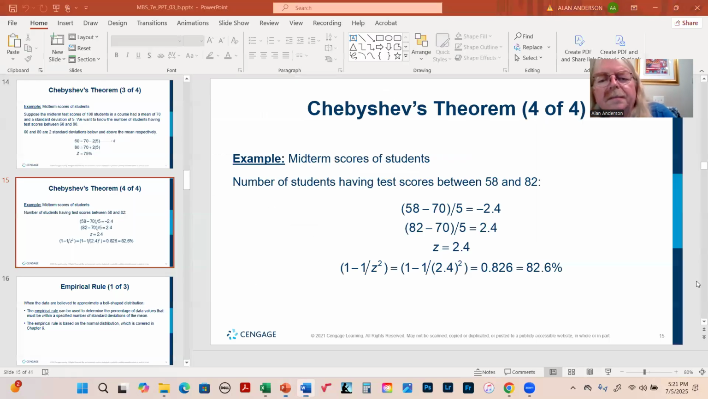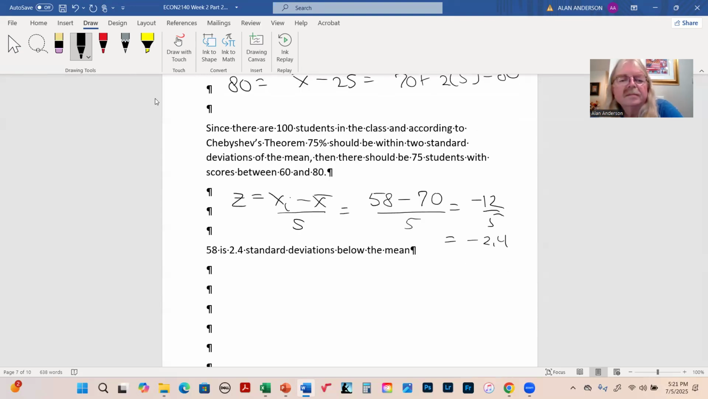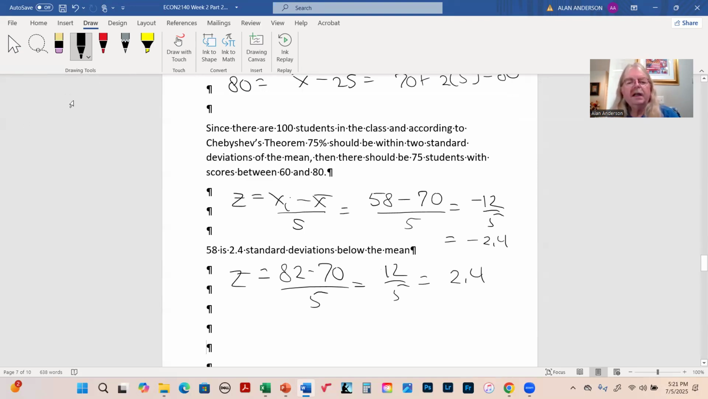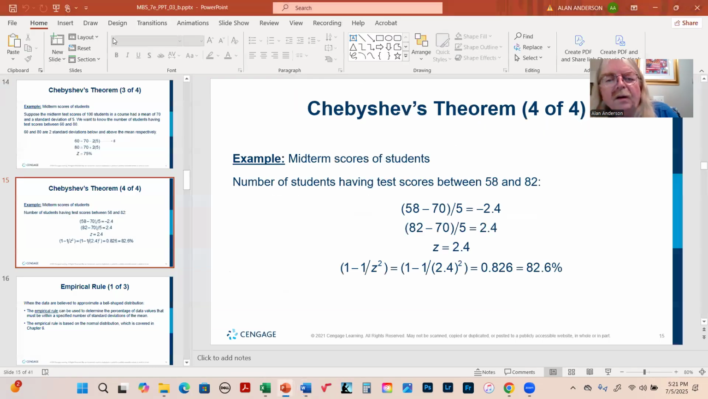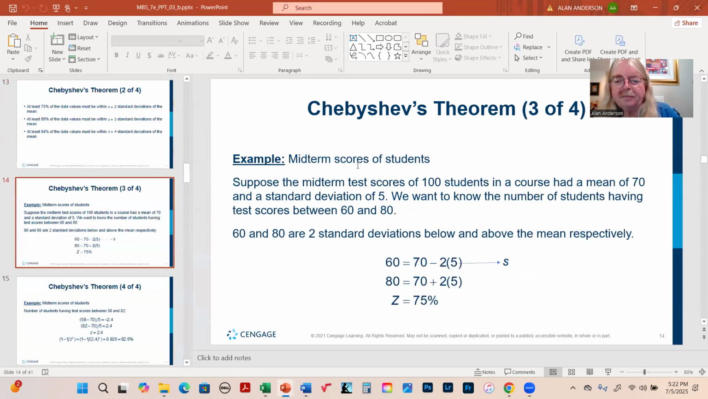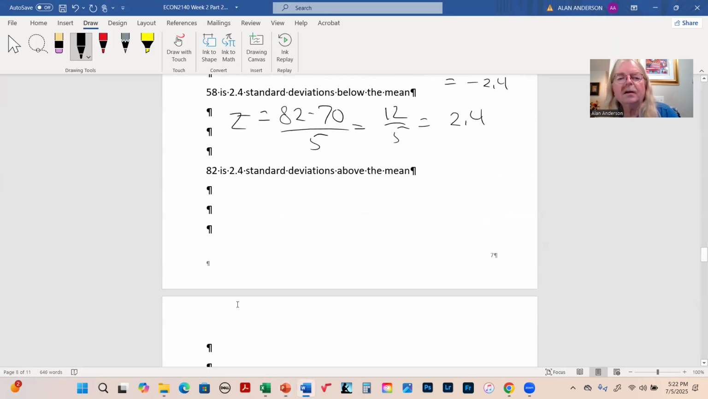And the other one they wanted was 82. Well, it's the same thing except it is positive. So in other words, what they're telling us is that 82 is 2.4 standard deviations above the mean. So now we don't have a rule of thumb for 2.4 like we do here. So what you have to do is take this formula 1 over 1 minus z squared.